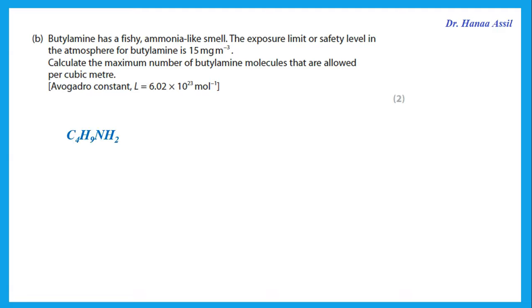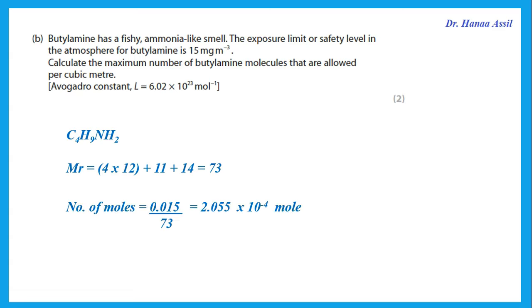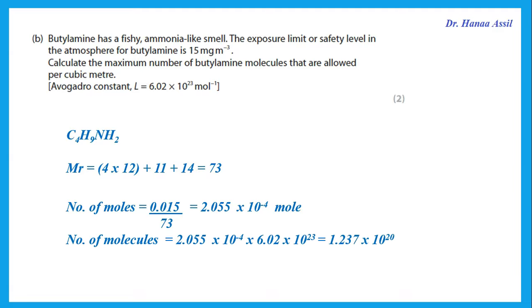To know the number of molecules, of course, we first need to get the number of moles. So the Mr of the molecule is 73. Number of moles is the mass over the molecular mass. Please remember again, mass has to be in grams. So he gives me 15 milligrams. That's 15 times 10 to the minus 3, or 0.015, over the Mr. That's the number of moles. How do we get the number of molecules? We multiply that by the Avogadro constant, and this gives the number of molecules.